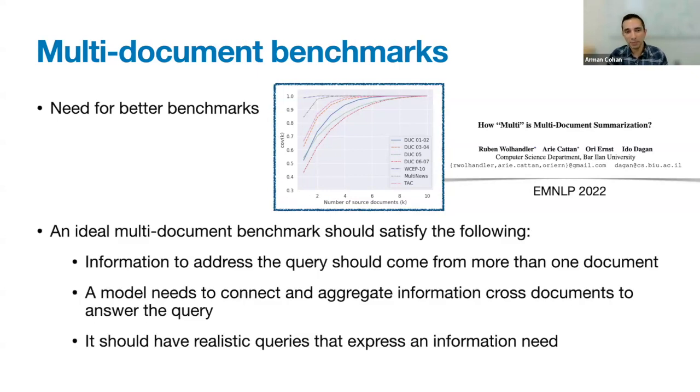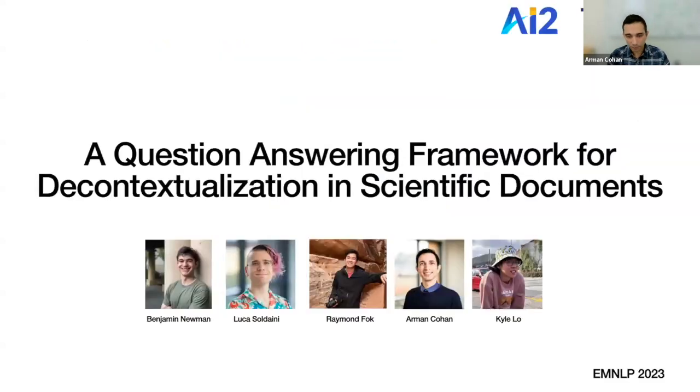So we need better benchmarks for multi-document modeling. An ideal benchmark should include information to address the query that comes from more than one document. And these documents should provide complementary information, which is very difficult to design.